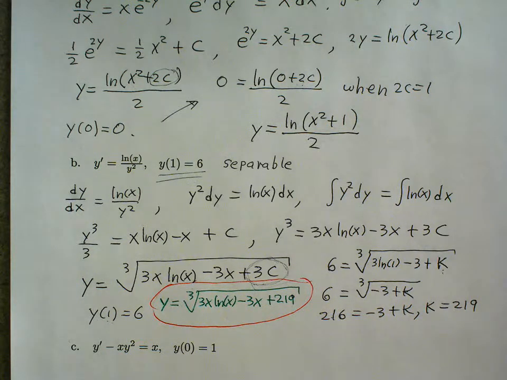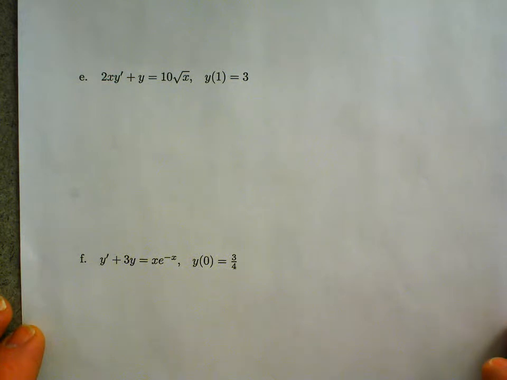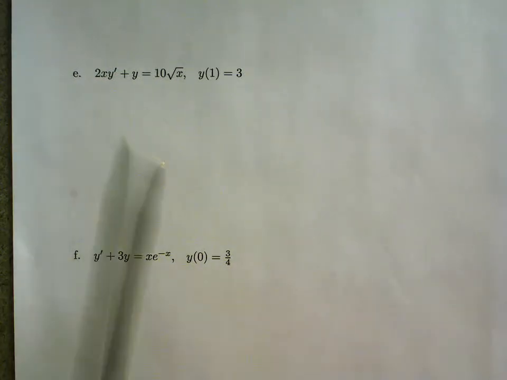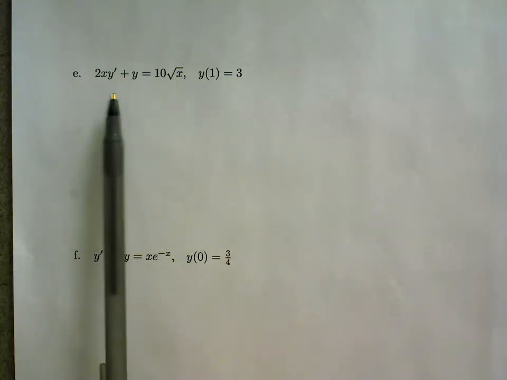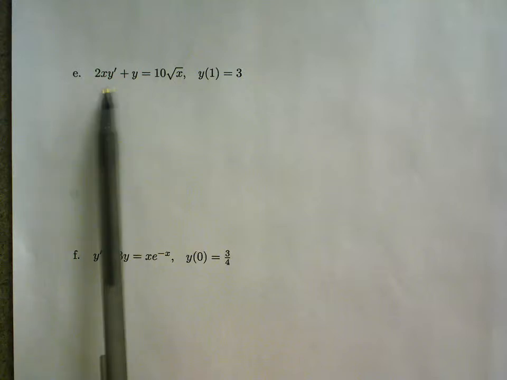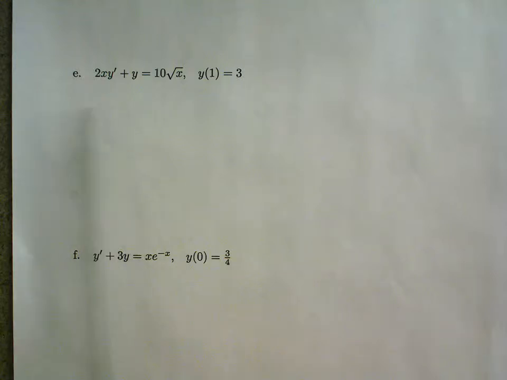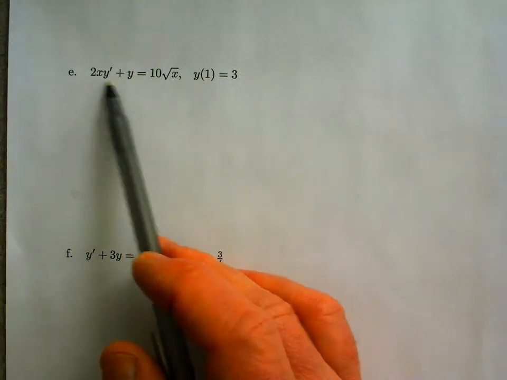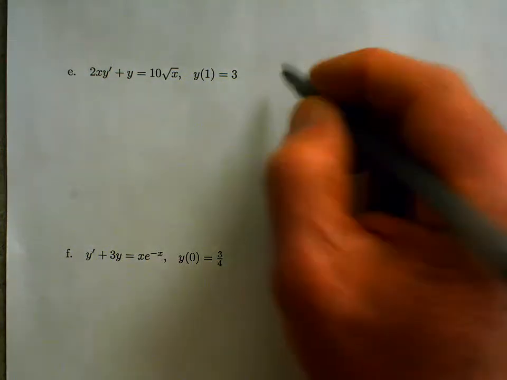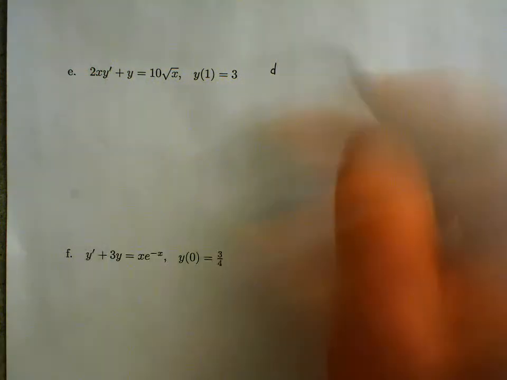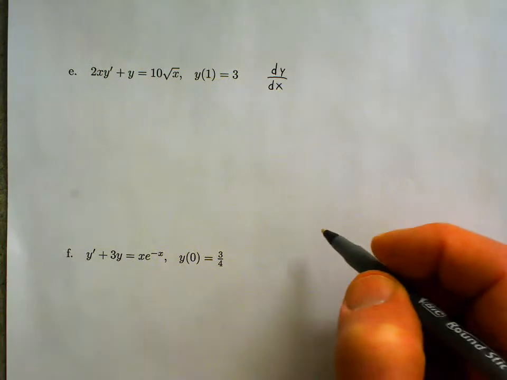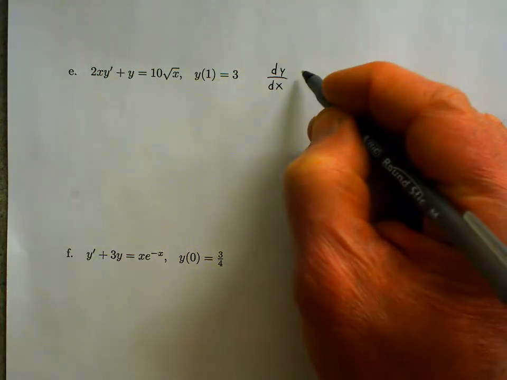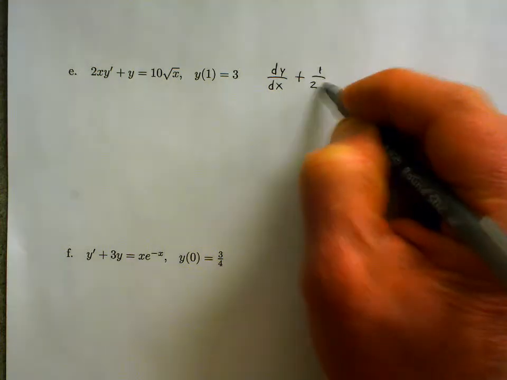Okay, let's jump to part E. Okay, part E, we have not a separable differential equation, but we do have a first order linear. So the first thing we'll do is we'll divide both sides by 2x. And I'm going to replace y prime with dy dx. So divide every term on both sides by 2x, we get dy dx plus 1 over 2x times y.